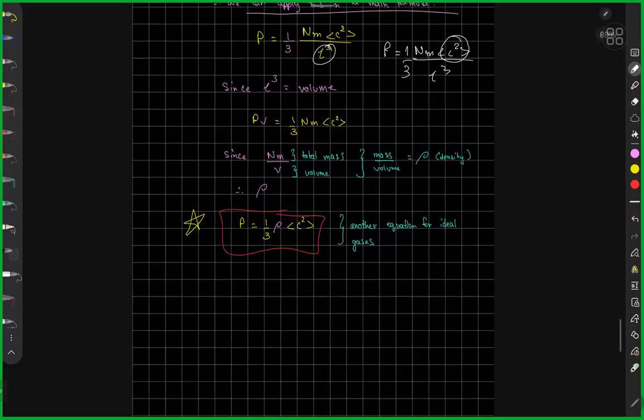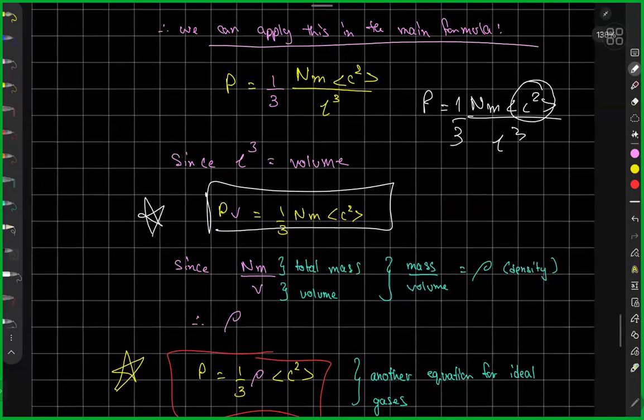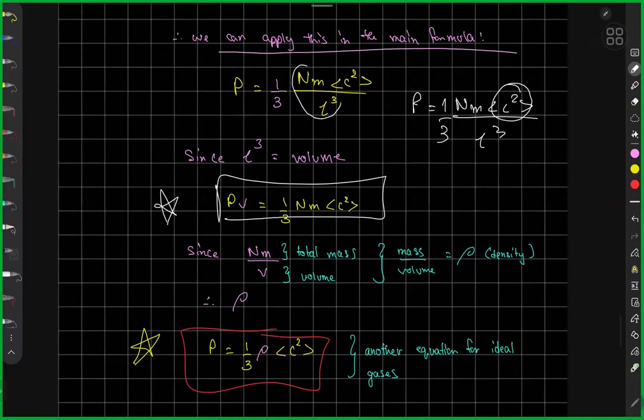The other thing I can do is something interesting. This is one way to represent the formula. The other way is I can take this portion and simplify it. What is N? N is the number of particles. What is M? The mass of each of the particles. And L cube is the volume that is available to them or they're occupying. So N times M is the total mass of all the particles.